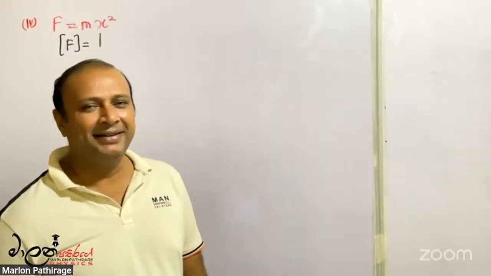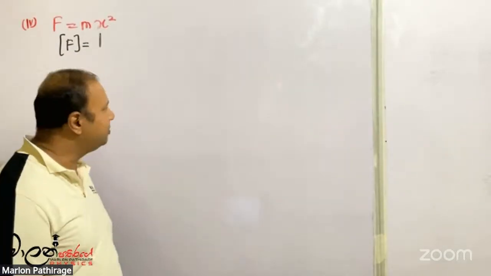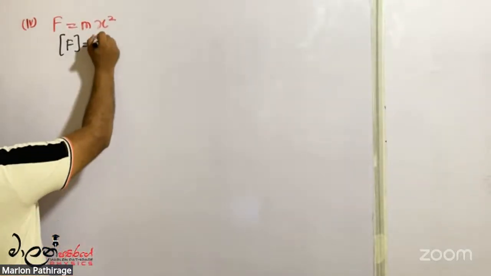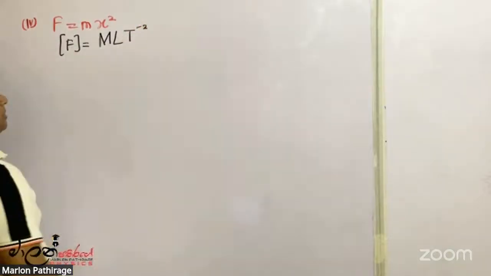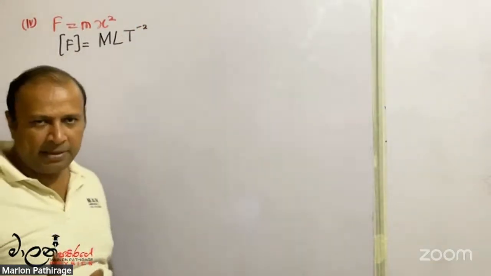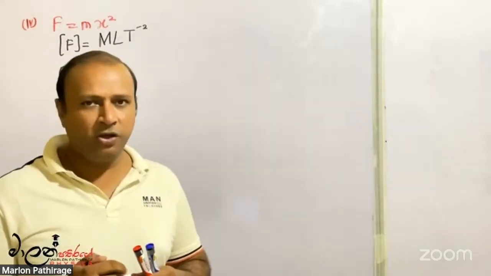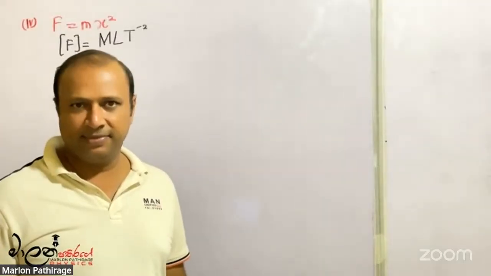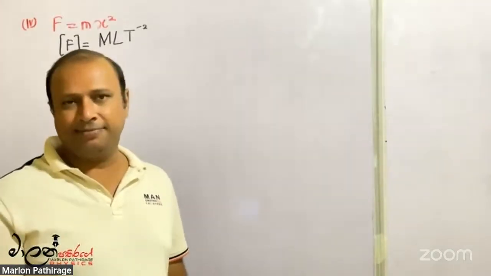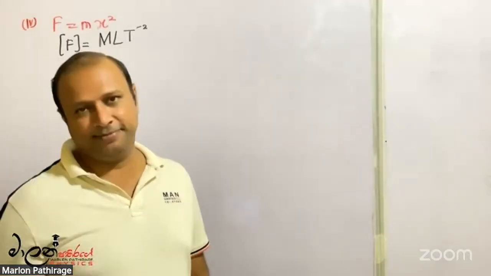Therefore, try to remember that thing: M L T minus 2. No issue, eh? Still, now you can write the equation and take the dimension. But no issue, because until you remember, you have to do it like this. But try to remember them. It will be much better to improve your timing. Okay.